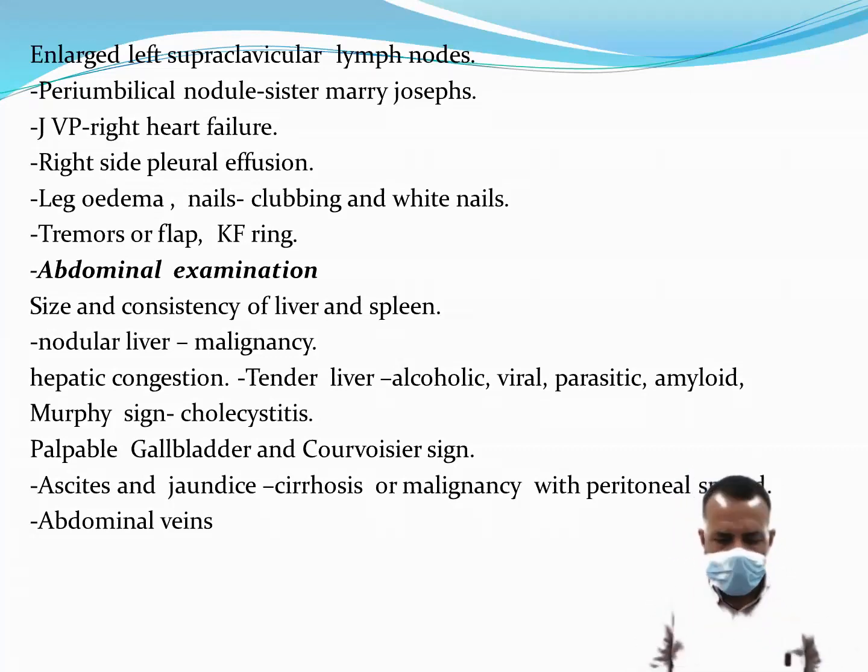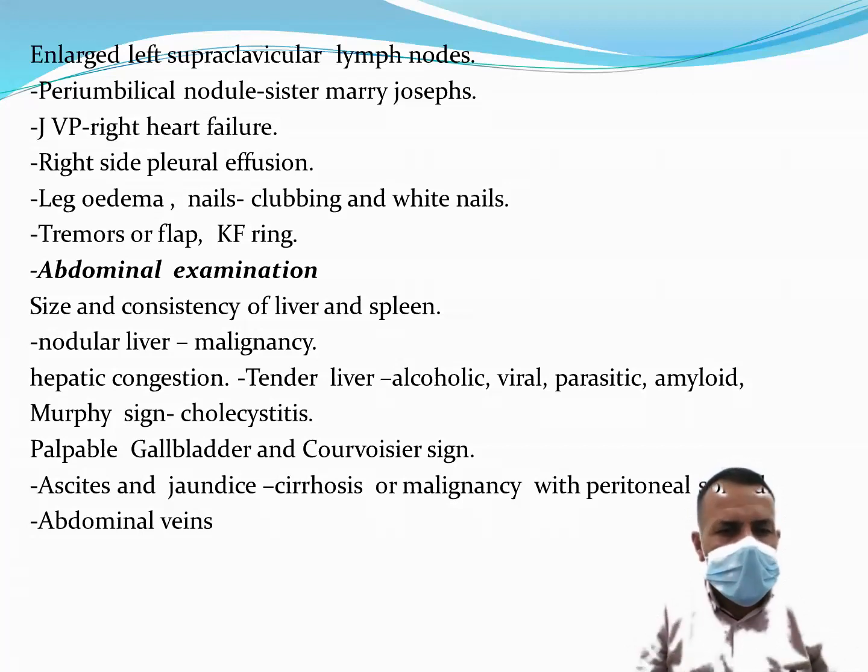Abdominal veins: also look for abdominal vein enlargement, which indicates advanced liver cirrhosis. So for examination, we start with systemic examination of the face, hand, and leg, then specific examination of the abdomen to look for all these signs.